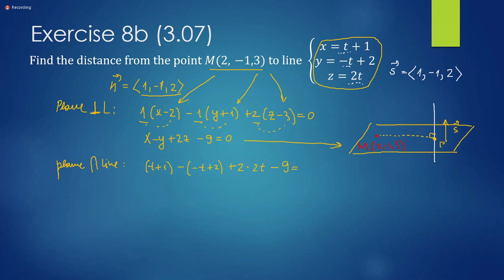So we have t plus 1 plus t minus 2 plus 4t minus 9 is 0. t plus t plus 4t is 6t. And here we have 1 minus 2 minus 9, which on the other side is 10. Now, the t value is not a very nice value, 10 over 6, or 5 over 3. So the point P would have coordinates.